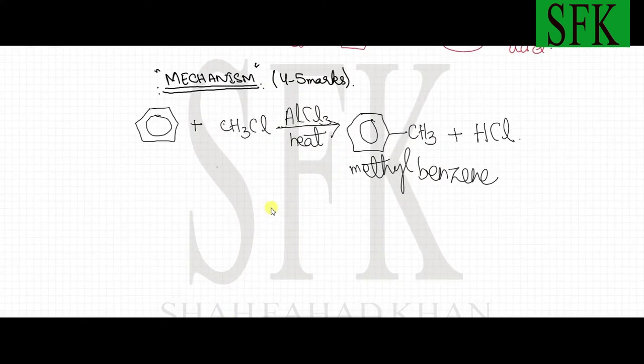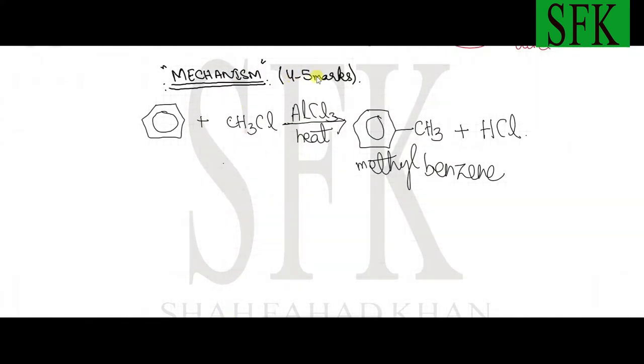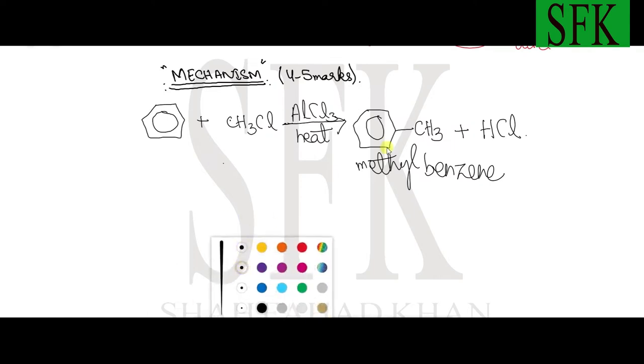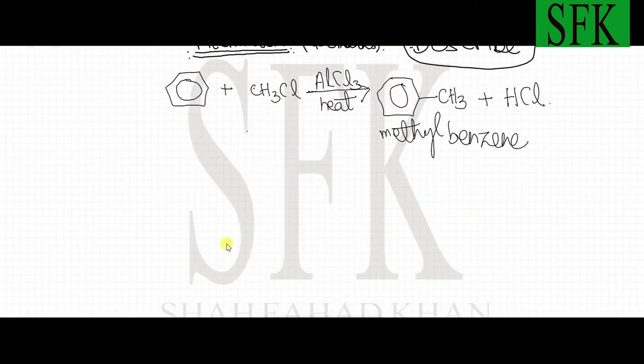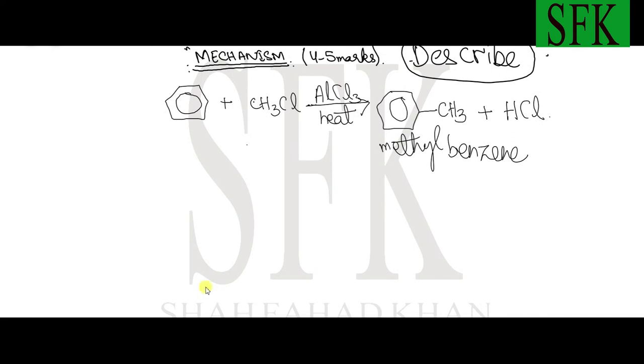Okay, now let's go on to the detailed mechanism, which is usually asked for 4 to 5 marks. The examiner asks you to describe the mechanism. So now this is what you're going to write in your description. Whenever it's asked to describe the mechanism for 4 to 5 marks, you will write the answer as follows. The first step, again for all the electrophilic substitution reactions, is common, which is the generation of the electrophile. Now, how to generate the electrophile?